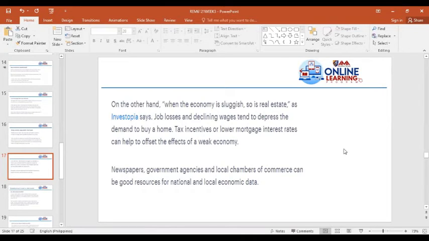some of them have no job anymore, or maybe like the pandemic, so it affects purchasing real estate. So our economy is very weak as of now. Newspapers, government agencies, and local chambers of commerce can be good resources for national and local economic data.